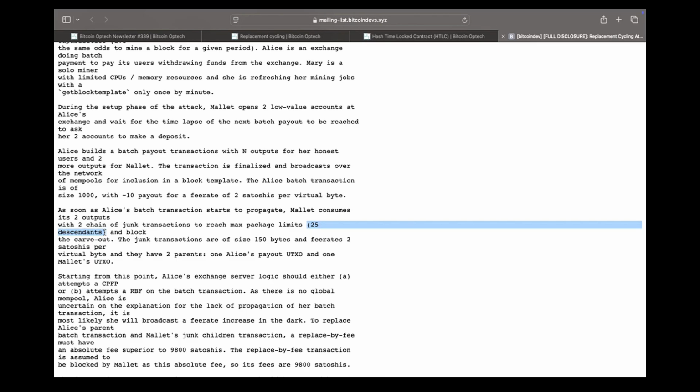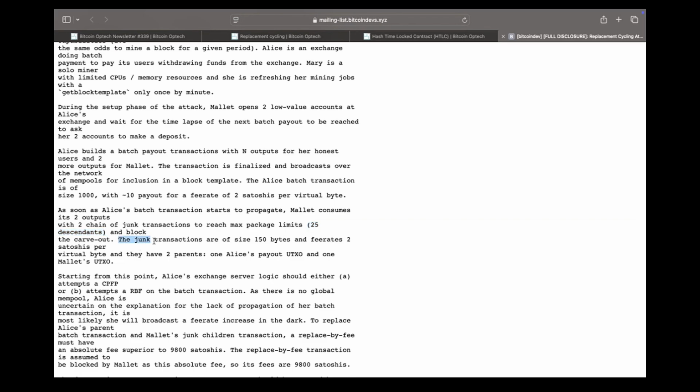But the catch here is that in Bitcoin, you can only attach 25 descendants, right? And what our attacker Mallory has done is that Mallory has already attached 25 descendants, right? So if Alice wants to further increase the fee of her batch payment, she cannot do that because Mallory has already attached 25 descendants to the batch payment that Alice broadcasted. Now Alice cannot add any more children to it, right?